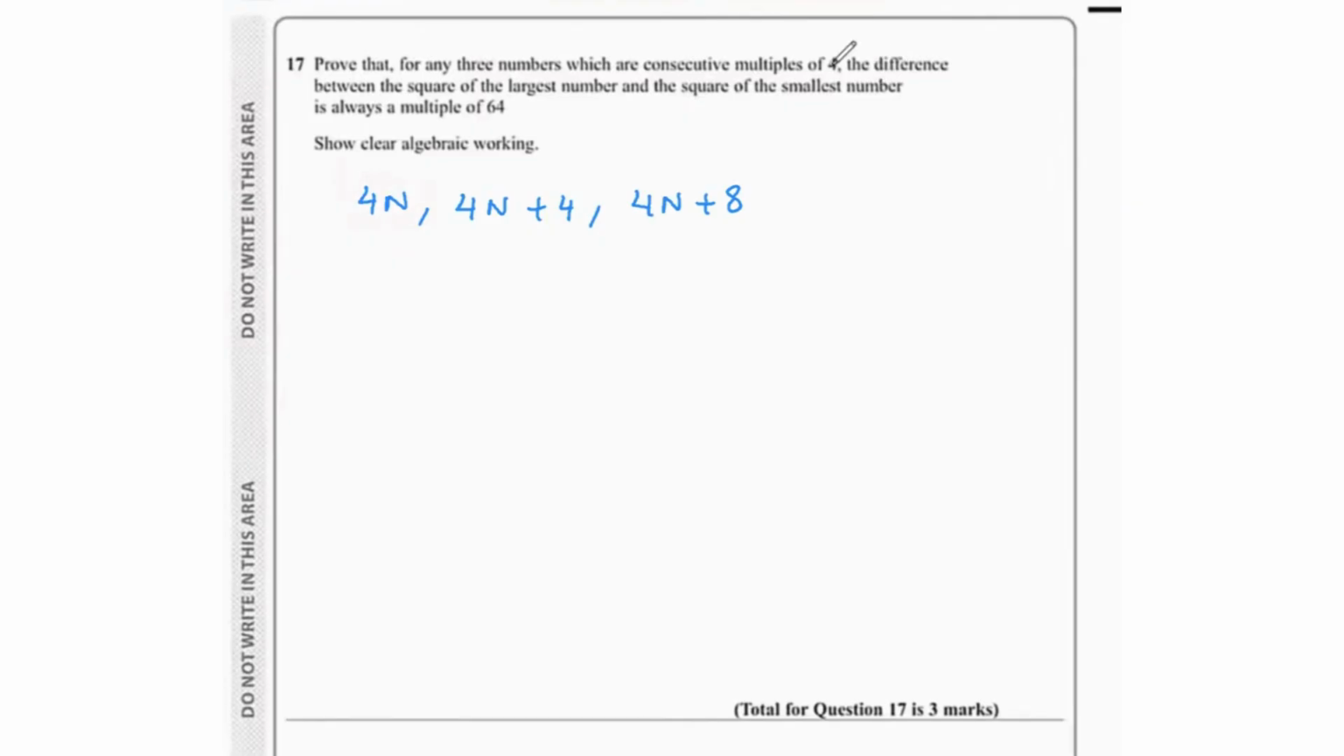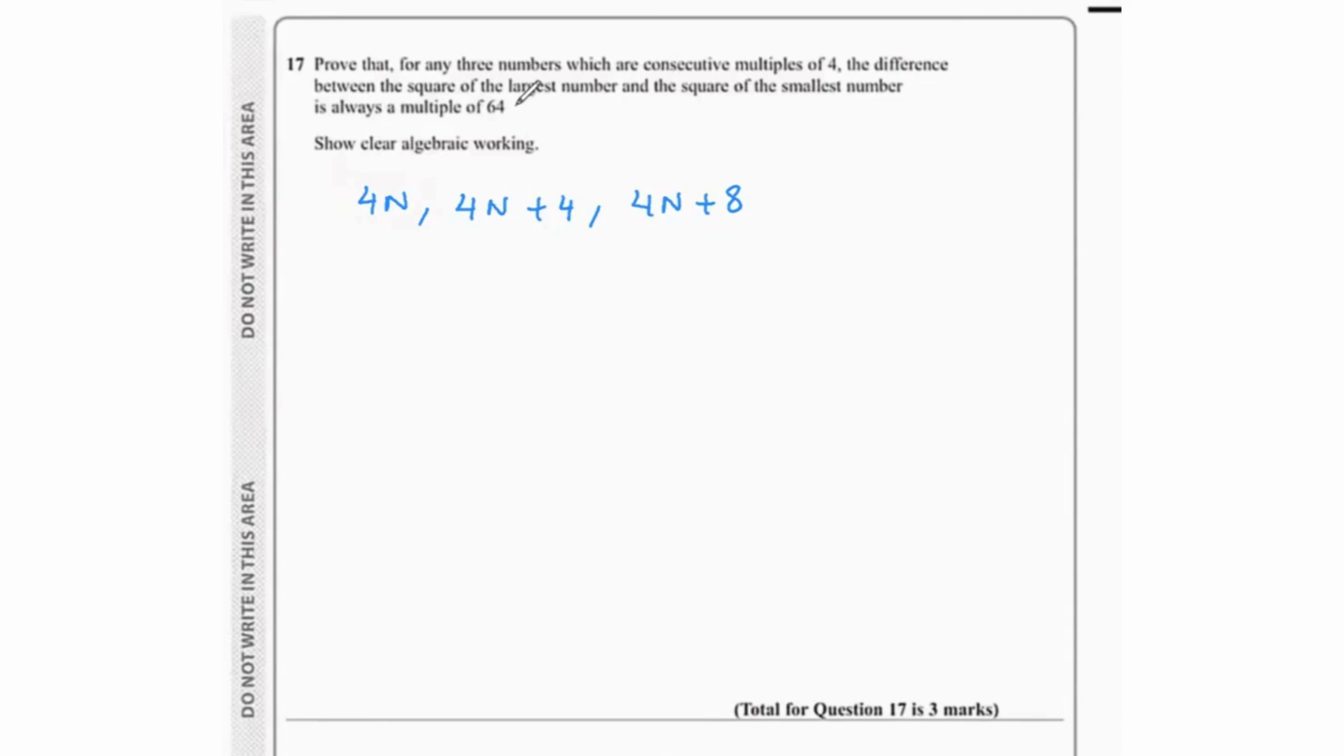These are consecutive multiples of 4. Because if you look at the 4 times table, each consecutive term has 4 added to it. 4, 8, 12, we're adding 4. So if the first number is 4n, for the second number we add 4 to it, then for the third number we again add 4 to it. So these are the three consecutive multiples of 4.